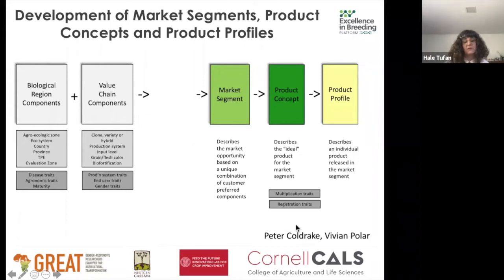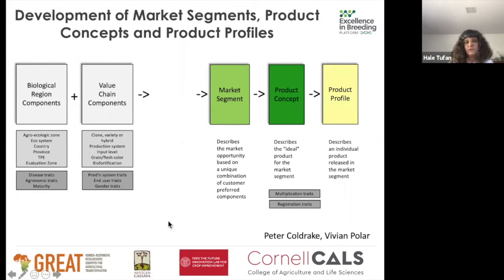This slide is from Peter Coldrake, who's working with EIB right now to put together the new tools for the EIB on market segmentation, product concept development, and product profile development. And we've been working with him through the leadership of Vivian Pilar at SIP, who also leads the Gender Breeding Initiative. And this is what was originally planned as you look at the obviously biological, regional, environmental variability, you look at the value chain that crop in that region is being funneled towards.